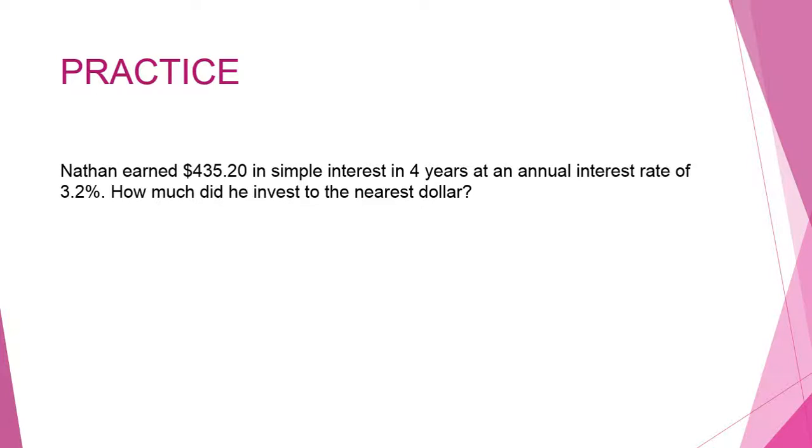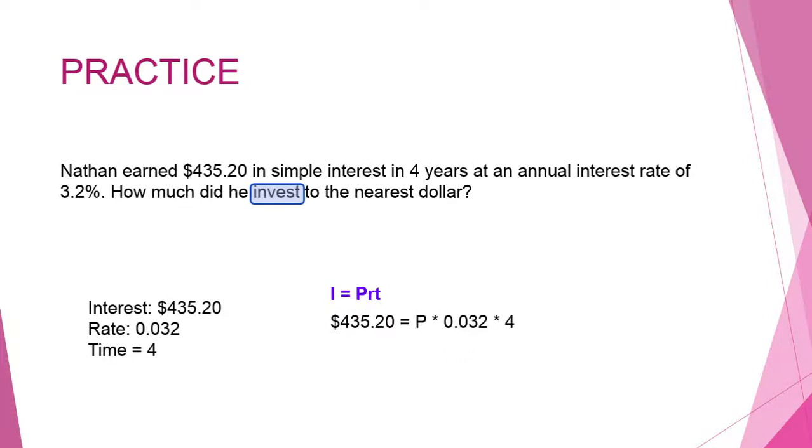Alright, this question right here is asking for how much Nathan invested. That is P, so we have to get I, which is $435.20, R, which is 3.2%, or 0.032, and T is 4 because it mentioned 4 years. Plug in everything we have. First thing we need to do is multiply 4 times 0.032, giving us 0.128. Then we divide both sides by that number, giving us a principal of $3,400. So that is how much Nathan invested.